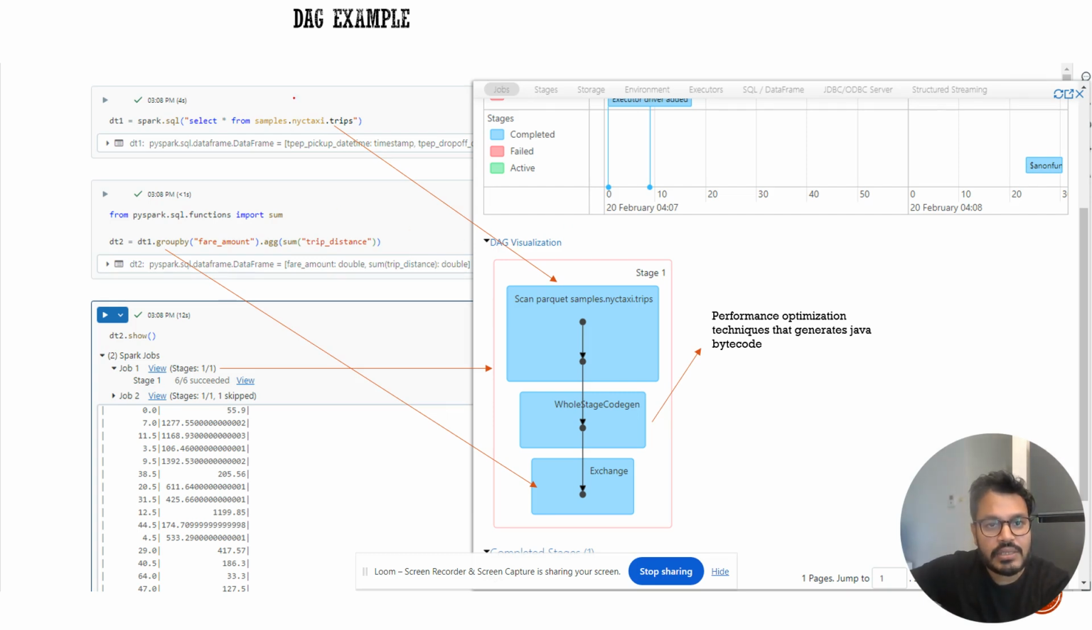Let's say I have scanned the file first. So how is my DAG written? On stage one, scanning is being done. This is the one DAG, and then whole stage codegen. The Spark engine internally performs some optimization technique and converts the data into Java bytecode. So that's what the optimization has been done.